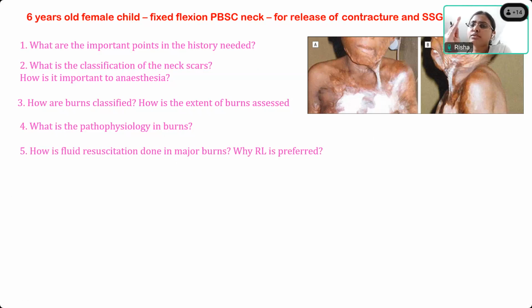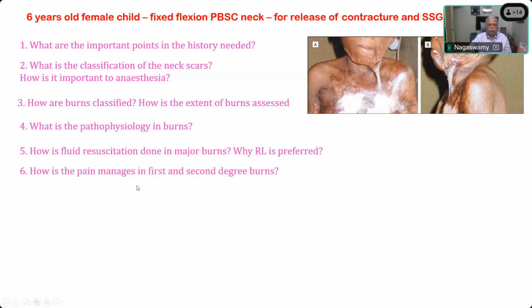In the Brooks formula, the volume we give is reduced, like 2 to 3 ml per kg. Both of them are more. Brooks also advocates use of colloids, whereas Parkland advocates only Ringer lactate. Okay, that is the difference between the Brooks and Parkland.